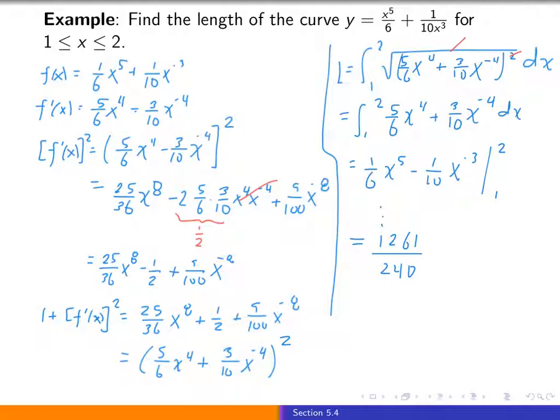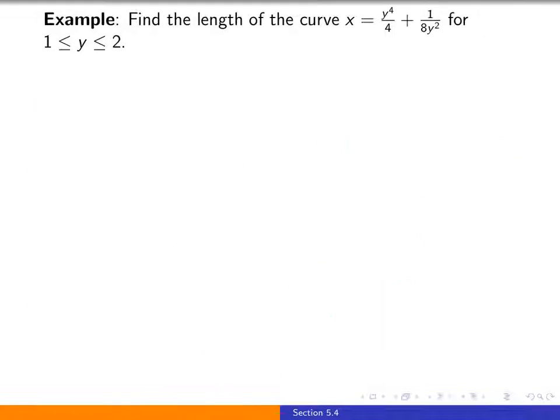So as mentioned, we have to be very careful in terms of the function that we give you. And this is a nice illustration of how we can work through the algebra and make this arc length, or this length of a curve formula, work out. The square root of a square simplifies nicely. Let's look at one more similar example.